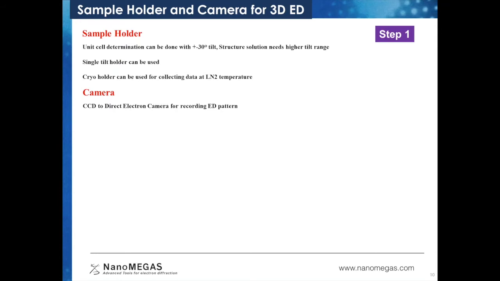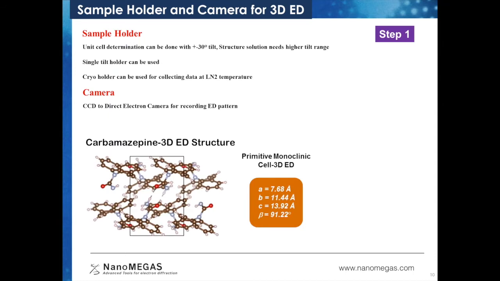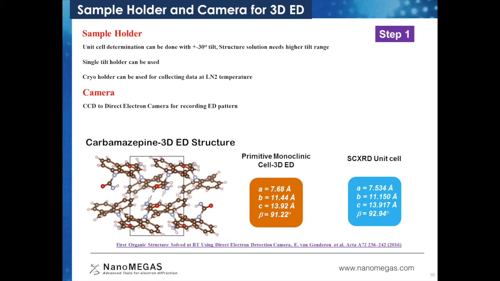In 2016, using a direct electron detection camera, for the first time we solved the organic structures of carbamazepine and nicotinic acid at room temperature. The result obtained by electron diffraction matches perfectly with single crystal X-ray diffraction data, and this result was highlighted by the International Union of Crystallography. For more details of these results and analysis, you can see the publications mentioned in this slide.